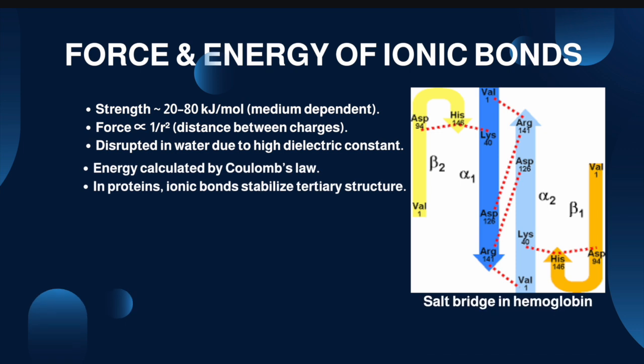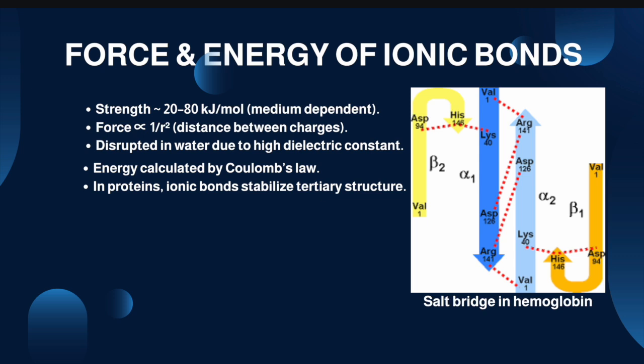Here you can see the general strength of this ionic bond is 20 to 80 kilojoule per mole. The force of attraction that is causing these ions to come together and form this ionic bond is inversely proportional to the distance square, that is, the distance between these charges. And water contains a high dielectric constant. Now you must be confused, what is this dielectric constant? Just wait, I will explain everything. This high dielectric constant causes these ions to break apart in water and not form these ionic bonds easily. So they have a weak tendency to form the ionic bond.